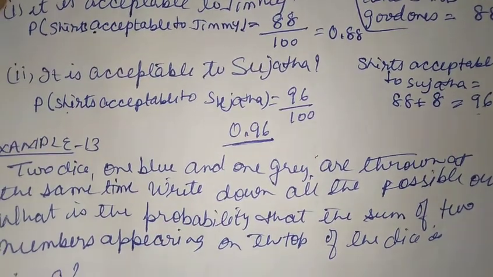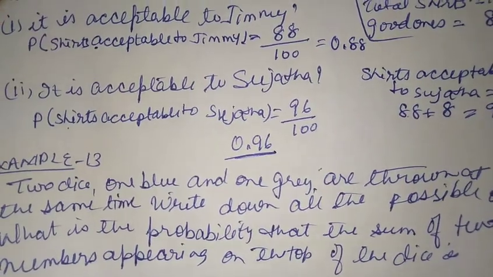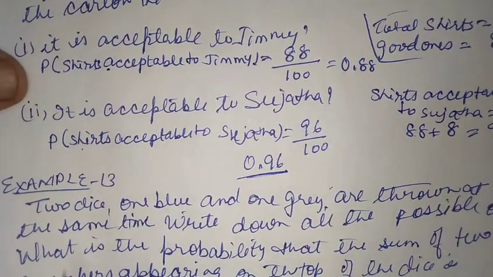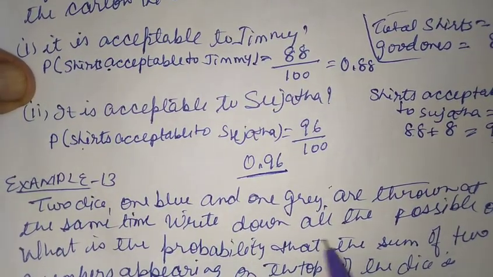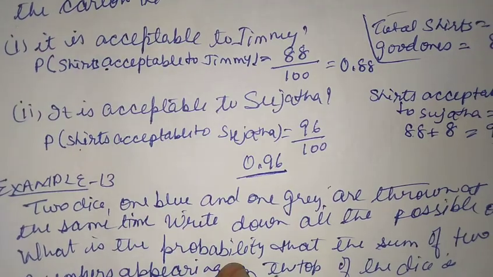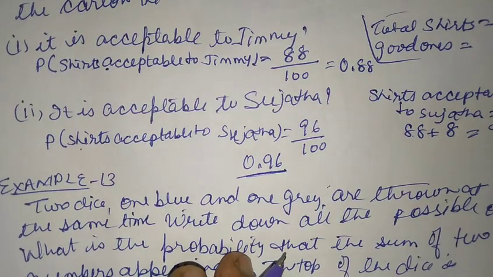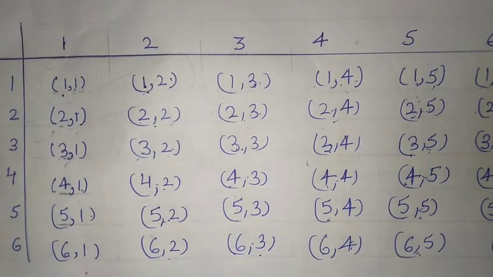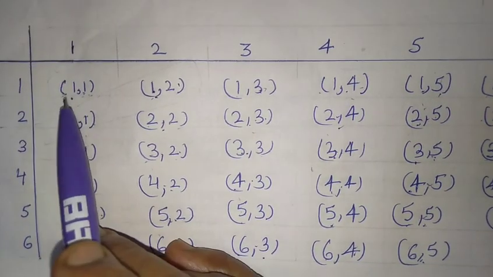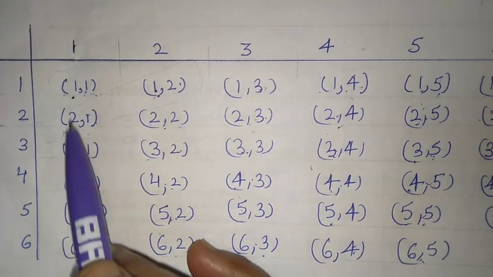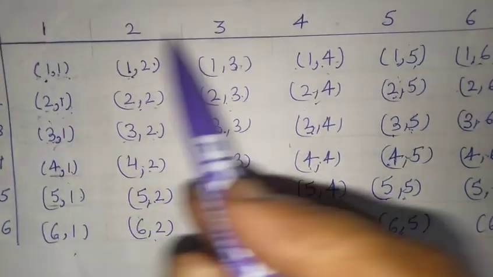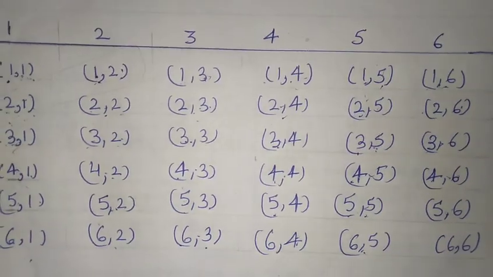Now let us go to our example 13. Two dice, one blue and one grey, are thrown at the same time. Write down all the possible outcomes. So let us first of all write down all the possible outcomes. Here we have all the possible outcomes. A die has 6 numbers, 1, 2, 3, 4, 5, 6. So there are 2 dice. So the first die may have 1, the second may also have 1. The first may have 2 on the top, the second may have 1 at the top. In this way the total number of possible outcomes we have is 36 here.